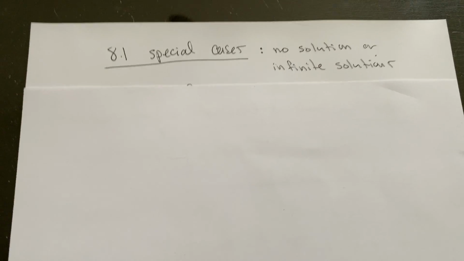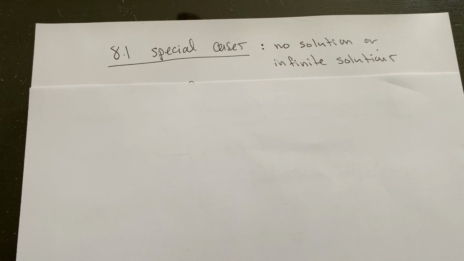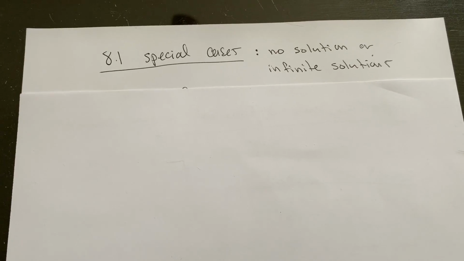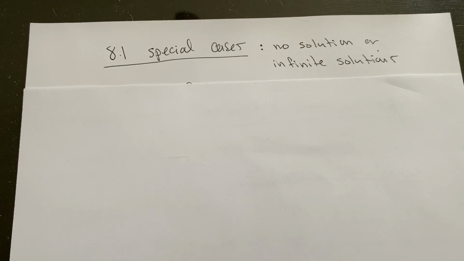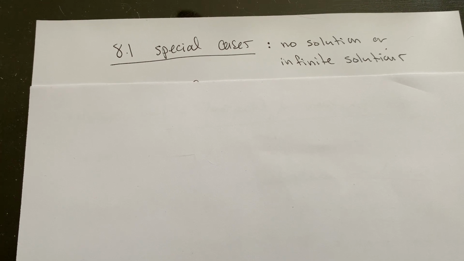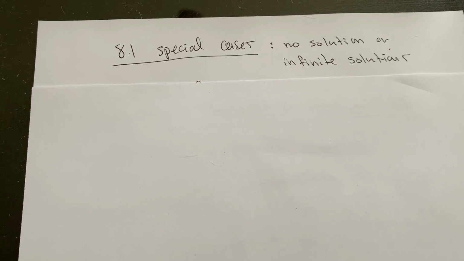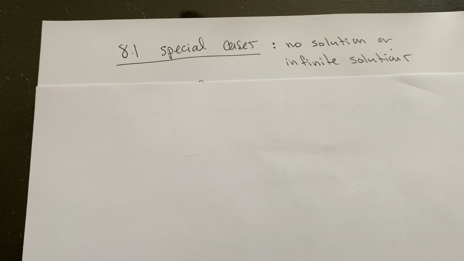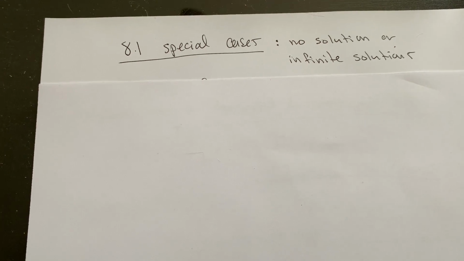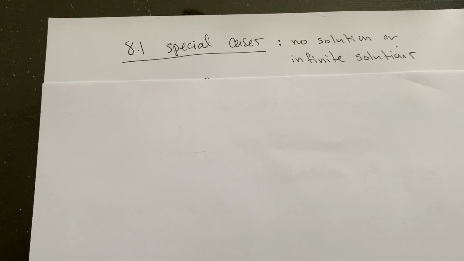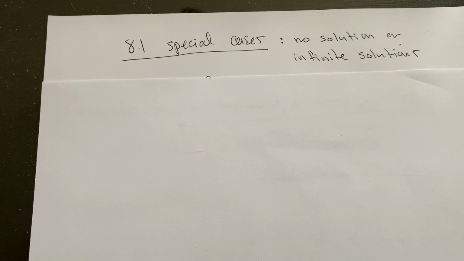All right, this should be the last video for section 8.1. This is just a couple special cases when we're dealing with systems of linear equations in two variables. The ones we've seen so far have been designed to get us not just an answer, but also a nice answer, some sort of whole number answer.